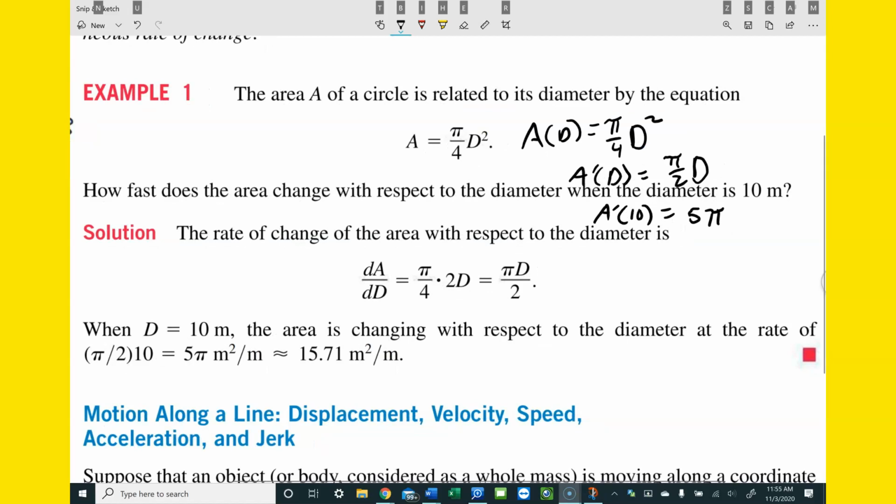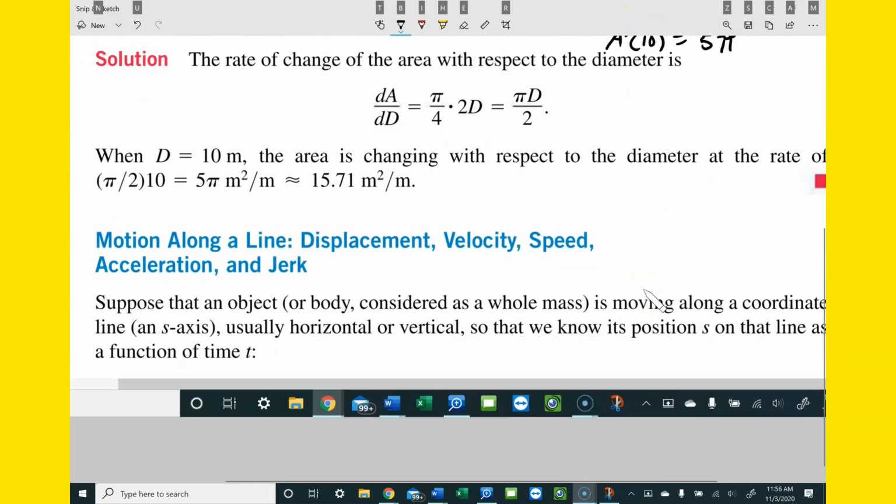This statement here actually gives a very thorough answer. When the diameter is 10 meters, the area is changing with respect to the diameter at the rate of 5 pi or 15.71 meters squared per meter. So if you add another meter to the diameter, the area is going to change by not just 1, but by 15.71 square meters. So that makes the units here work out the way that I was trying to think that they would, because the units here would be meters, but that's because it's meters squared per meter, and if you reduce that, that works out to be meters.